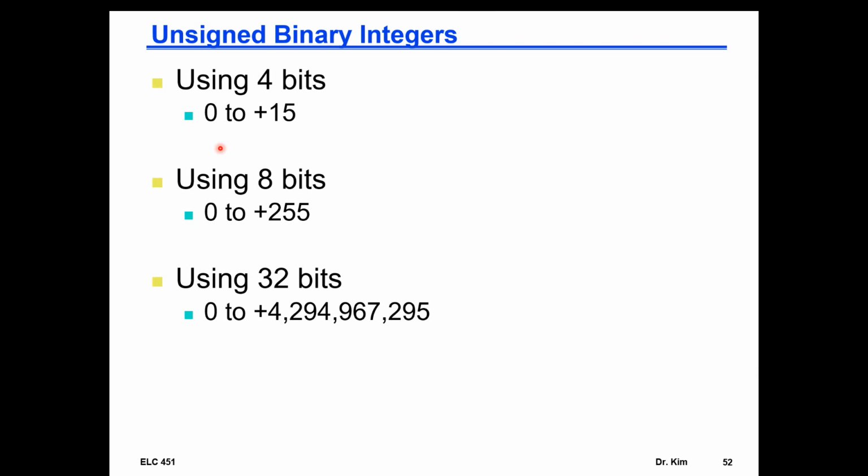So that gives us some common ranges. If we're using 4 bits, we know that we have 0 to 15. So that's for a hexadecimal digit. For 8 bits, we have a range of 0 to 255. And for 32 bits, you can see the number there, about 4.3 million, or 4.3 billion, actually.